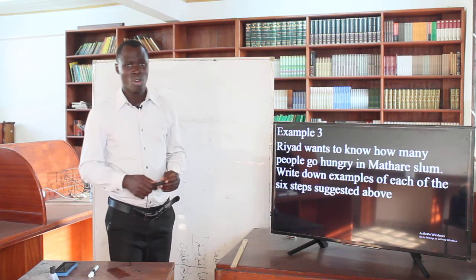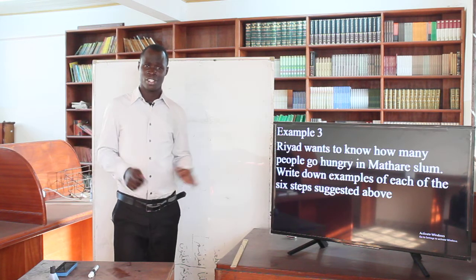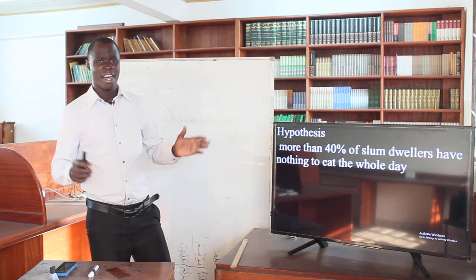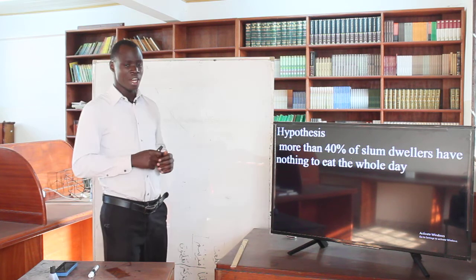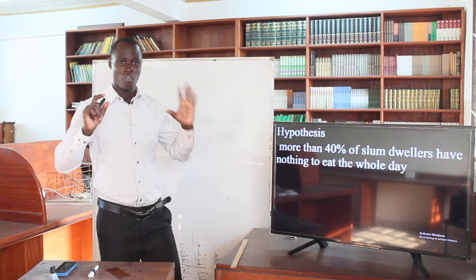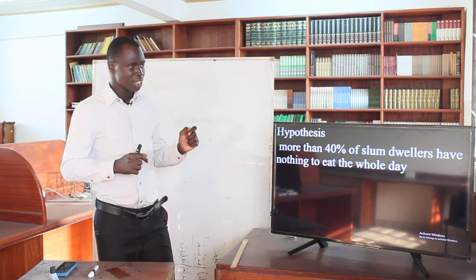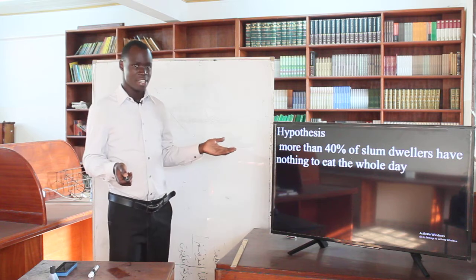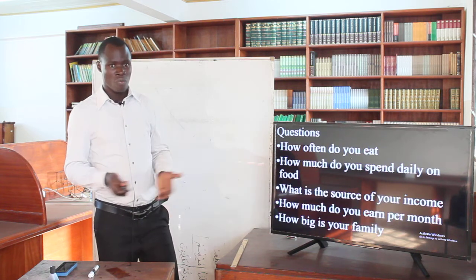Write down an example of each of the 6 steps suggested above. Hypothesis: more than 40% of slum dwellers have nothing to eat the whole day. Now, this is just a hypothesis, more than 40%. That means that a major number of people living in slums have got nothing to eat, but it's just a hypothesis.